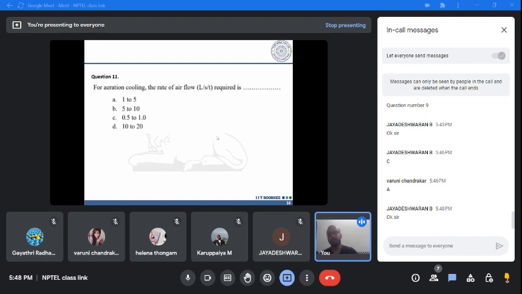For question 11, for aeration cooling, the rate of airflow is required. You need to tell the answer here: whether it is A, 1 to 5, B, 5 to 10, C, 0.5 to 1, or D, 10 to 20.